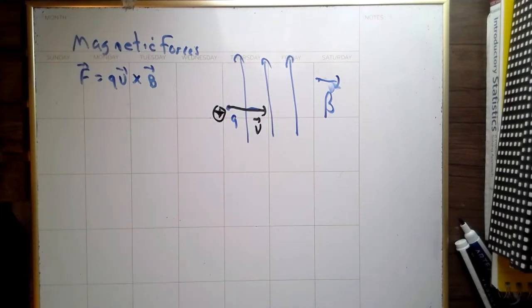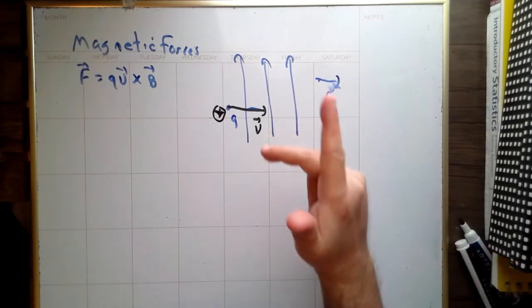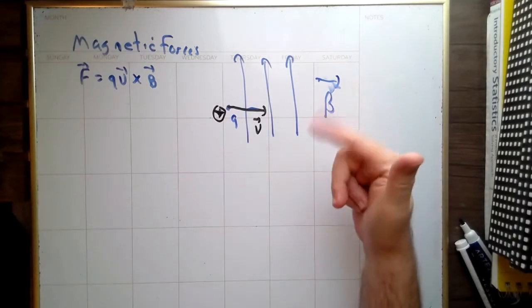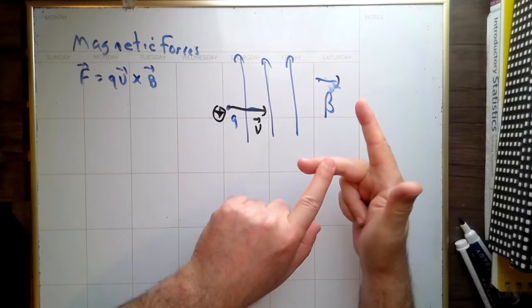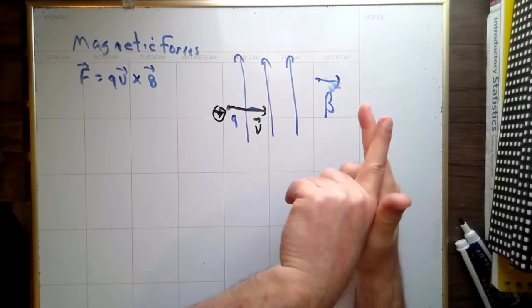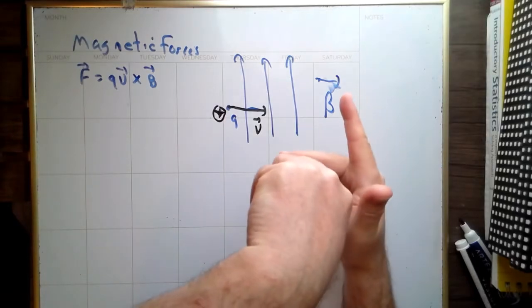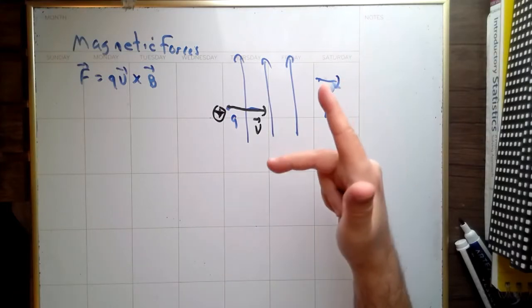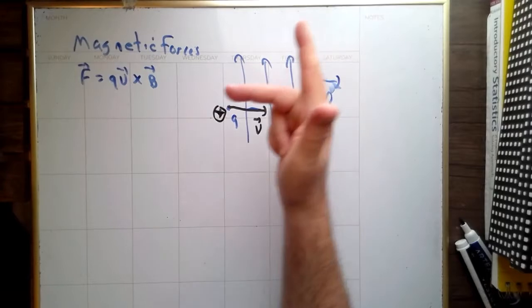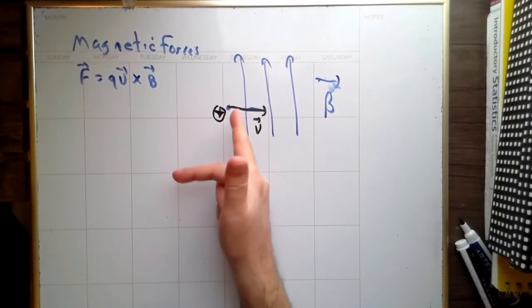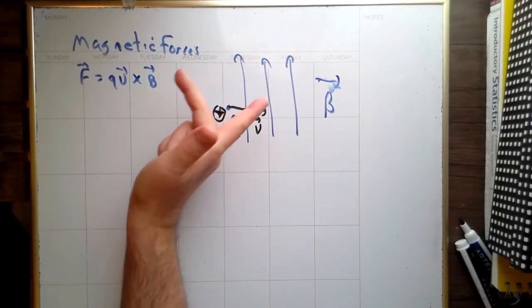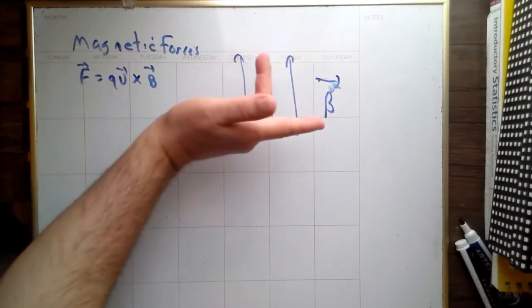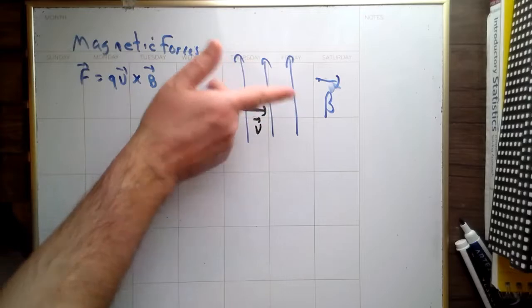So there are two different approaches here. You can do the finger way. V is your pointer finger, B is your middle finger. V, B, and then the force will be your thumb. So I have to rotate my hand around until my pointer finger lines up with V, the velocity. So my pointer finger is pointing along V.